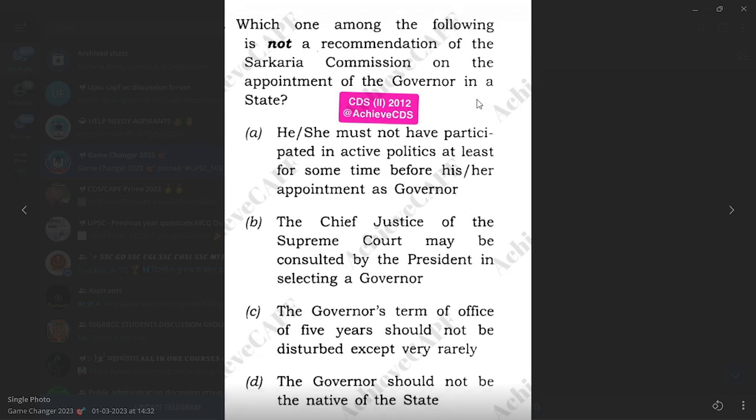Which among the following is not a correct recommendation of the Sarkaria Commission on the appointment of governor in the state? He must not participate in active politics at least for some time before his appointment as governor. The Chief Justice of Supreme Court may not be consulted by the President in selecting a governor. The governor's term of 5 years should not be disturbed except very rarely. The governor should not belong to the native of the state.